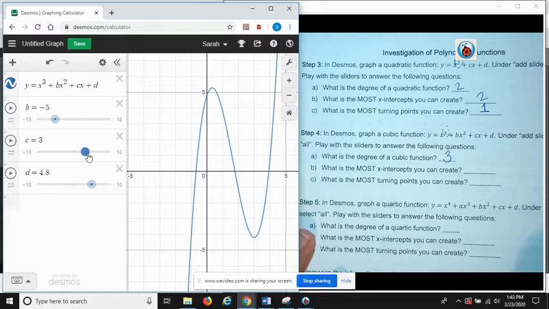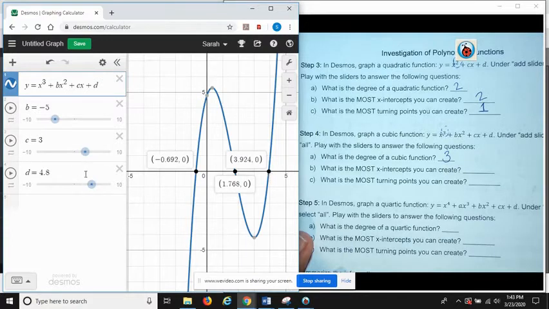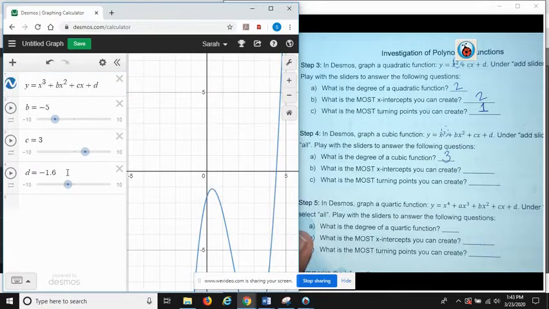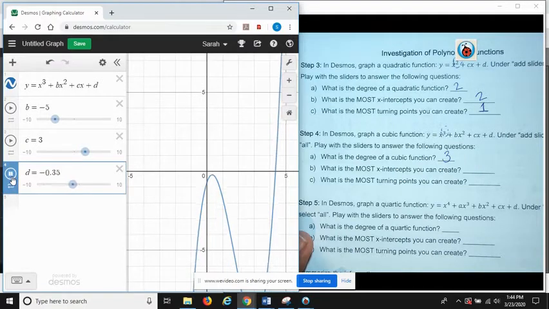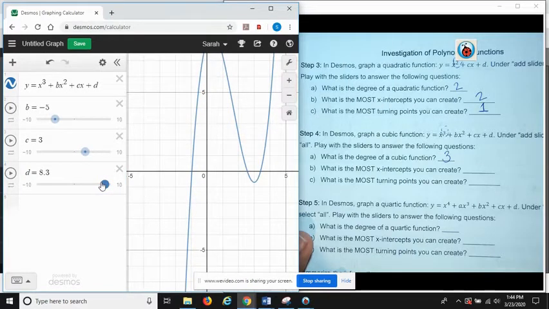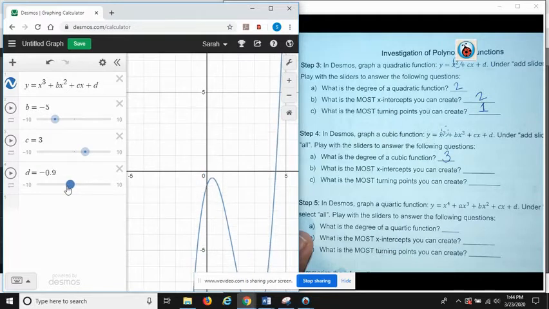The most x-intercepts I was able to create was when it passed through 1, 2, 3 times. Okay, notice that I can force it to only pass through one time. I can make it, oops, what did I do? Whoa, cool. I can make it hit exactly twice. Ooh, I was so close. Nope.